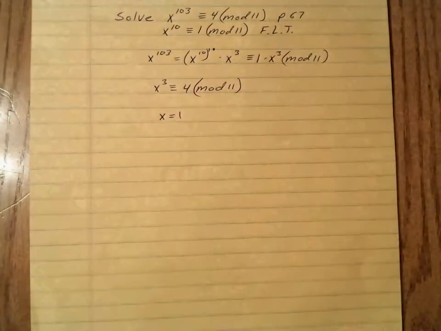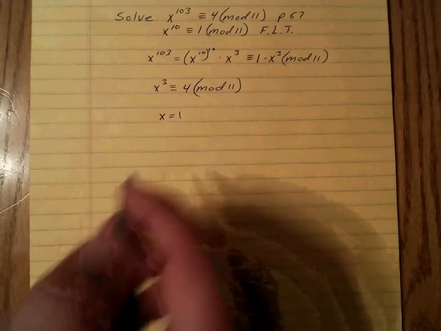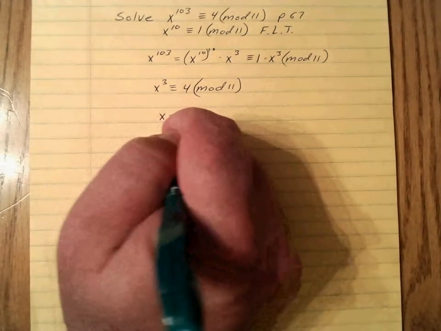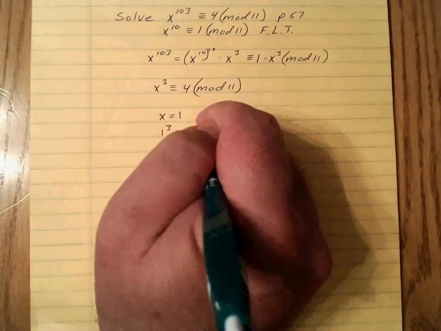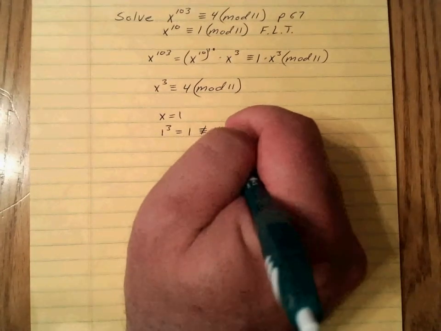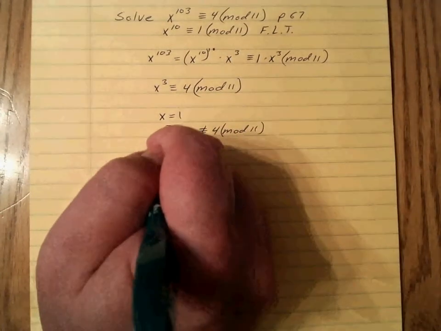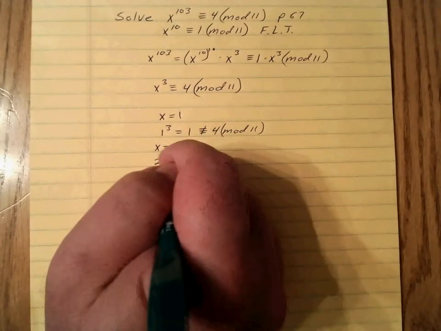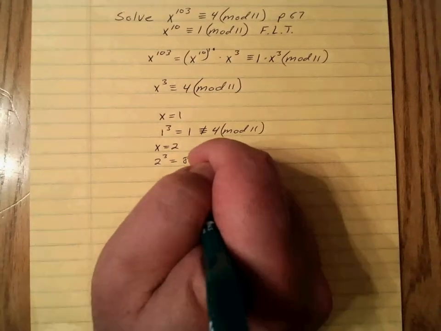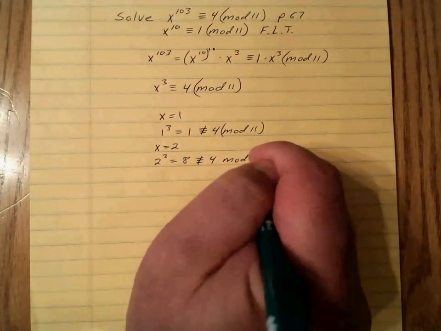So what we'll do is take values all the way up to 10, starting at 1, and plug them in. And so 1 cubed is going to be equal to 1, which is not going to be congruent to 4 mod 11. So we can take the next value. x is equal to 2. 2 to the 3rd power is equal to 8, and that's not going to be congruent to 4 mod 11.